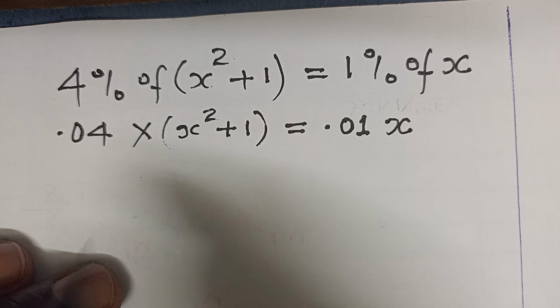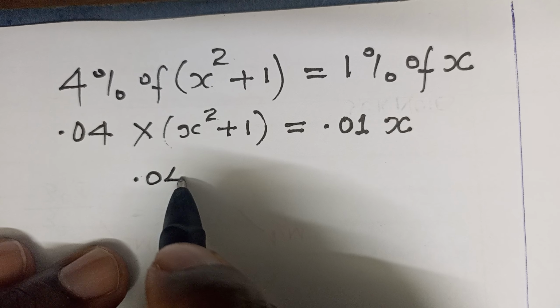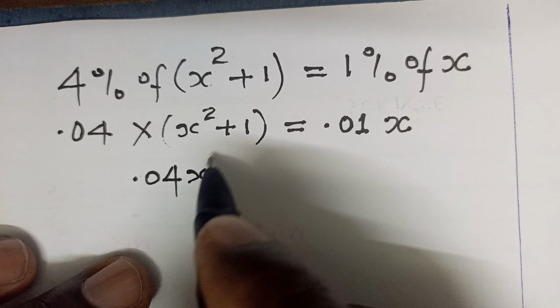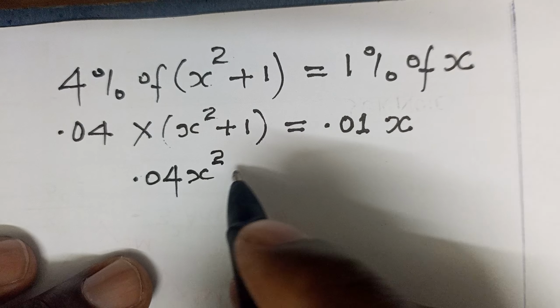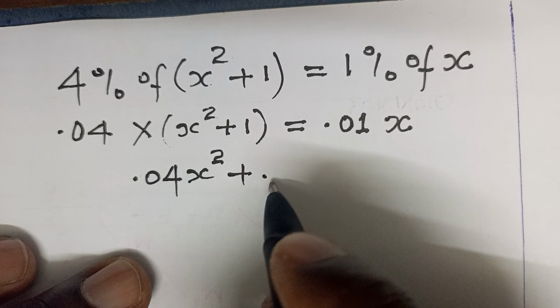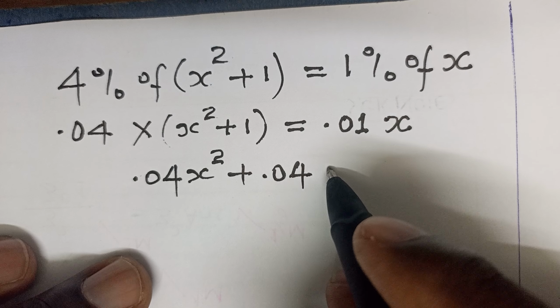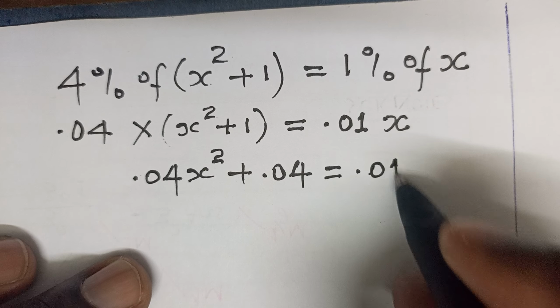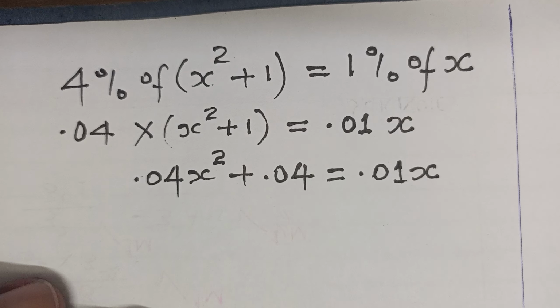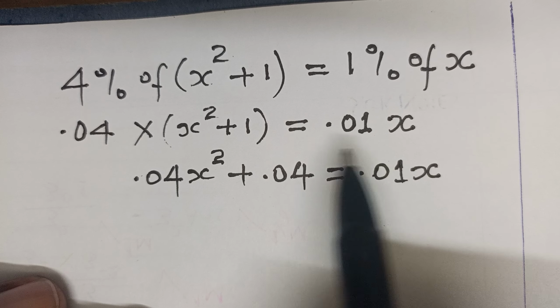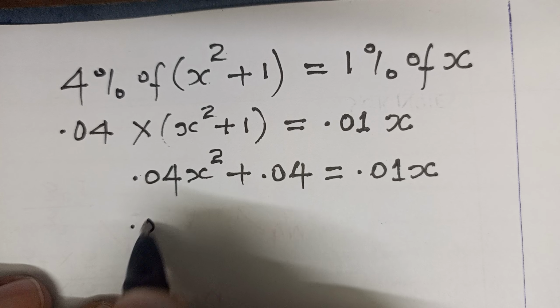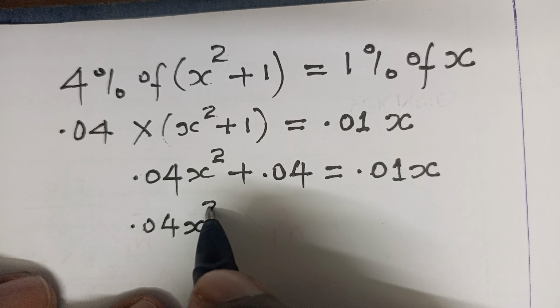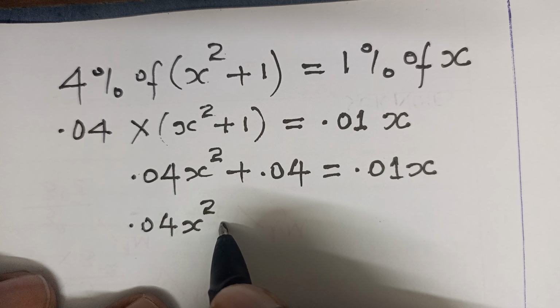And so therefore our equation guys is 0.04 x squared, multiply again by 1, this comes to plus 0.04, is equal to 0.01 x. Guys, I can now bring 0.01 x on this side, and therefore we shall have 0.04 x squared minus 0.01 x plus 0.04. This now comes to 0.